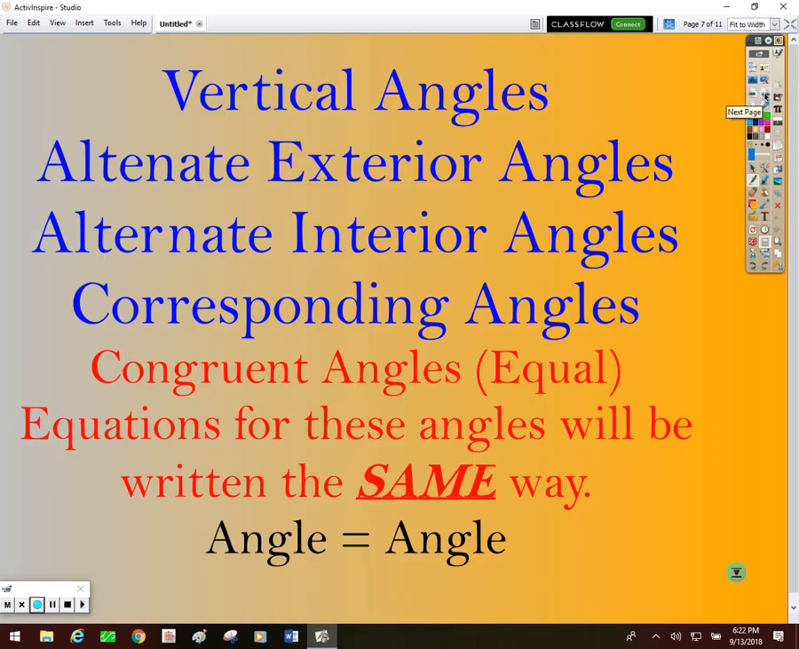All right, now we're going to be working on the other 4 types. And here's the good thing about these things. Vertical angles, alternate exterior, alternate interior, and corresponding. They are all congruent angles, which means they are equal to each other. These equations, every one of these will be set up the same way. And you're going to set them up now. The equal sign now is going to be between the 2 angles. It's going to be angle equals angle. Okay? So you don't have to worry about the 180 anymore. Okay? So anytime you tell me 180, you need to see the word supplementary somewhere.